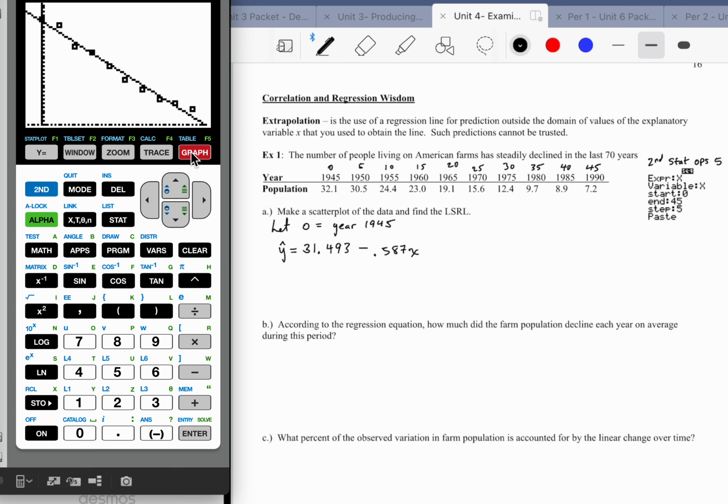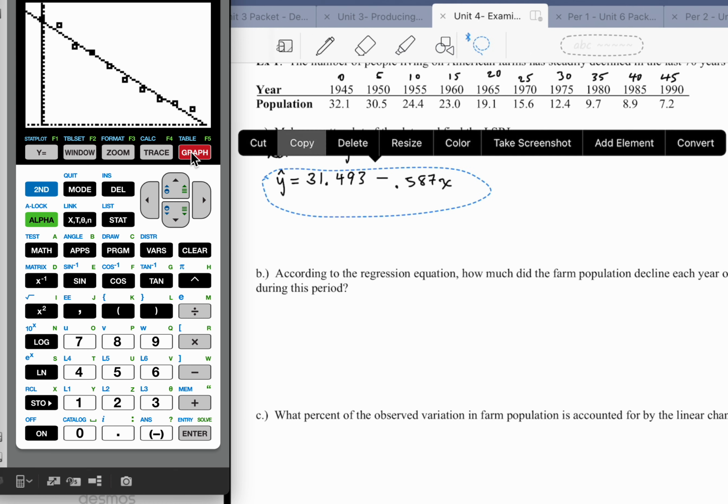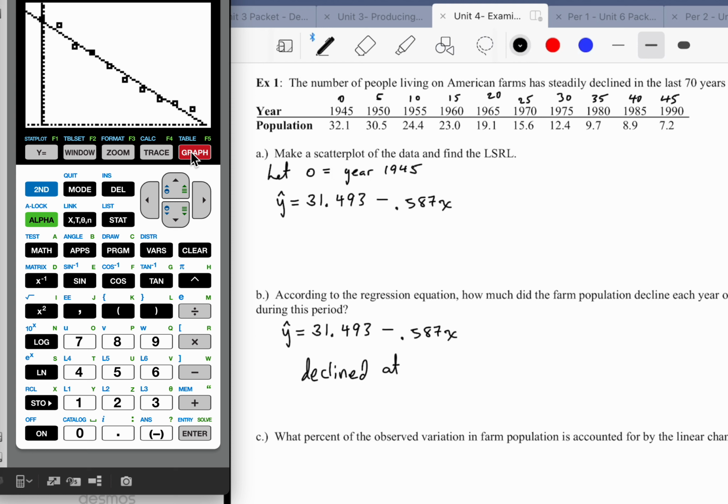According to the regression equation, how much did the farm population decline each year on average during this period? That's a question of slope. So we have, again, the regression equation. So it declined at a rate of 0.587.